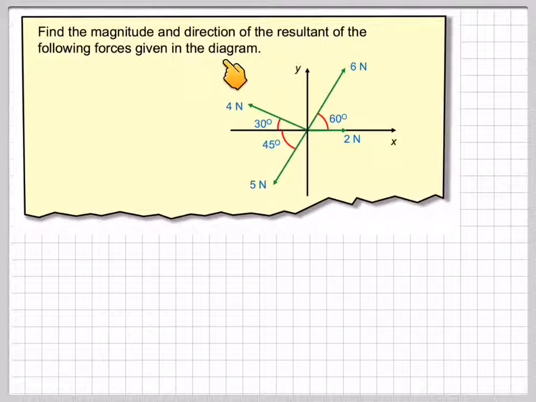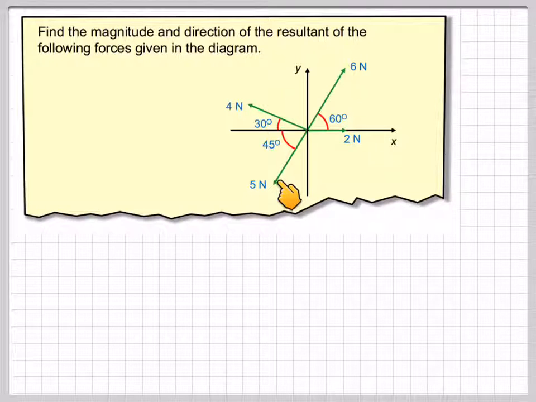Find the magnitude and the direction of the resultant of the following forces given in the diagram. So here we've got an XY plane, and we have a force going in this direction, 2 newtons. This force here is 6 newtons at 60 degrees to this axis. This force here, 4 newtons at 30 degrees to this axis here.